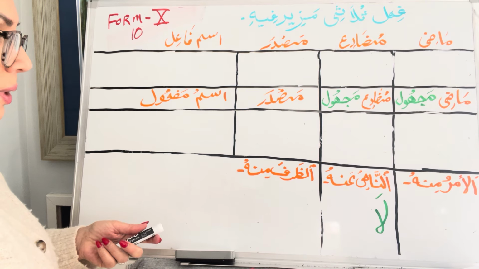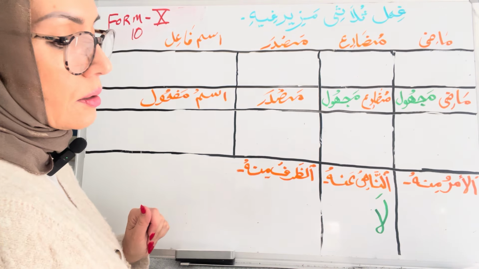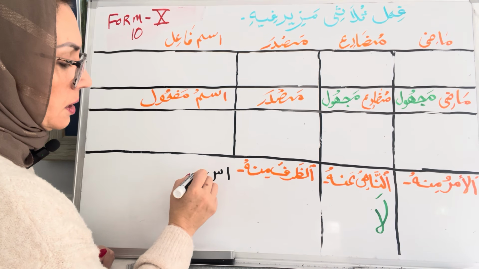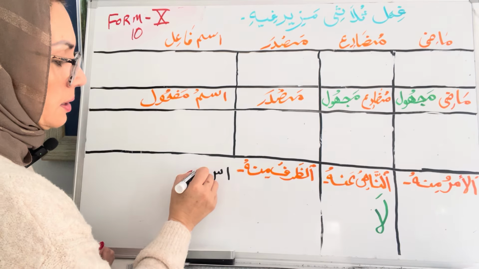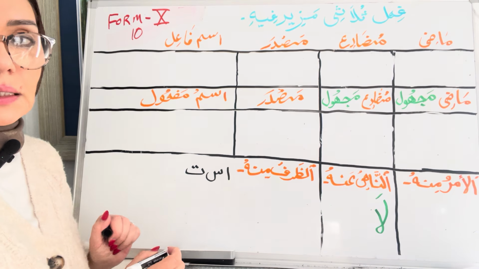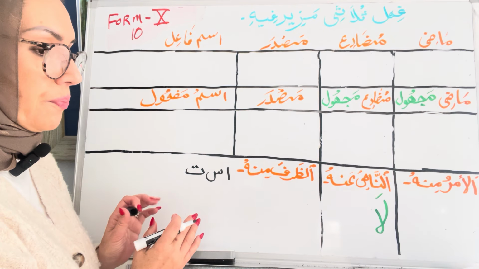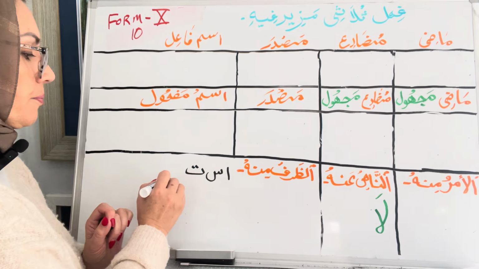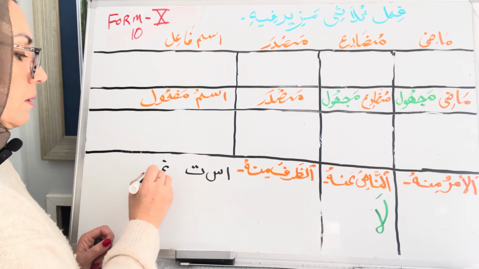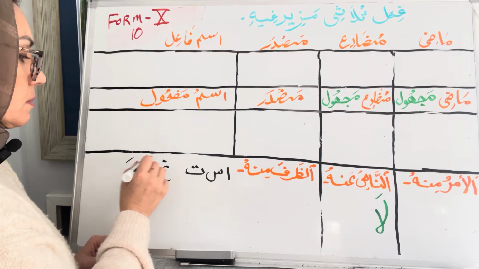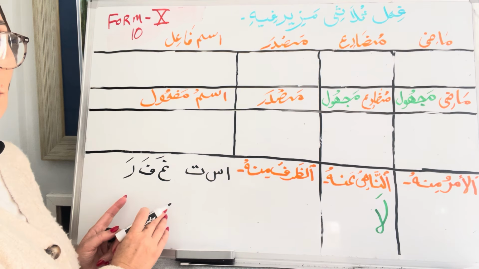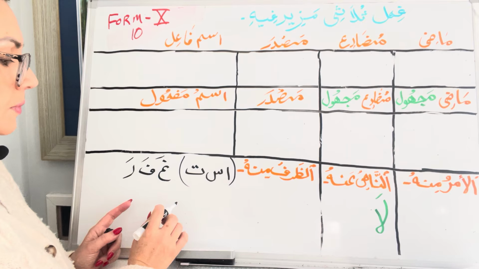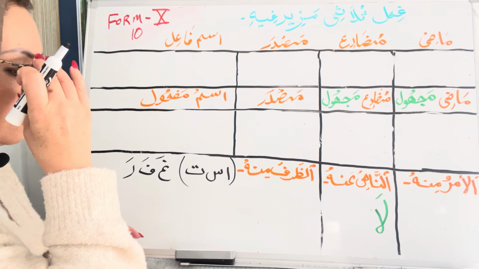Now this form, we have alif, sin, ta, which is going to be added to the verb. So let's say, for example, we have the verb gha, fa, ra, ghafara, right? So this is our basic 3-letter root. Ghafara means he forgave, right?